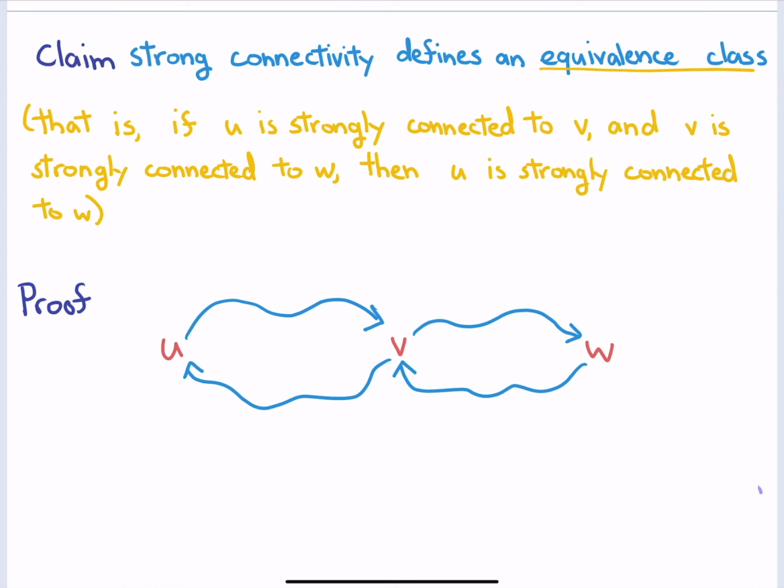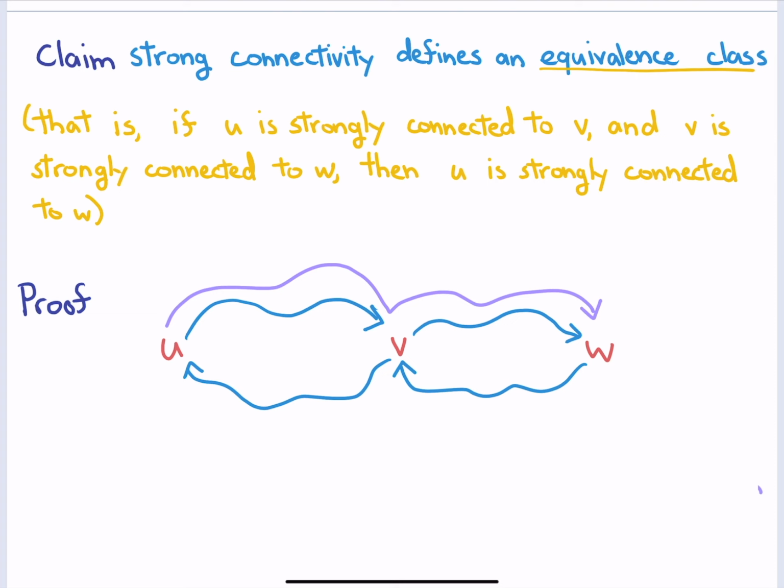So here's 3 vertices. U and V are strongly connected. There's some walks connecting them. And V and W are strongly connected. There's some walks connecting them. I want to argue that the outer vertices, U and W, are strongly connected. But this is quite clear from the picture, right? I can concatenate the walk from U to V to W, and now I'm able to get from U to W.